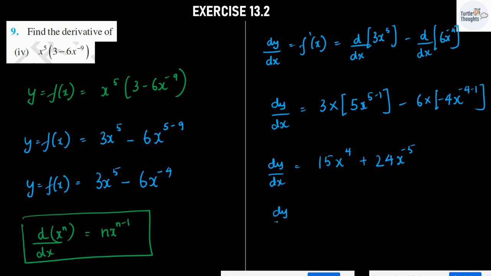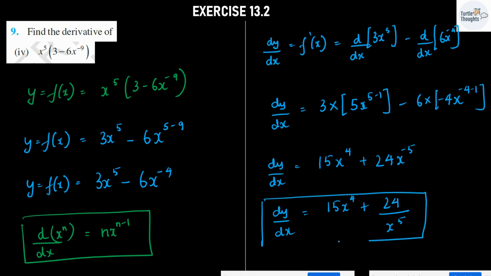I can simplify further. dy by dx can be written as 15x raised to the power 4 plus 24 divided by x raised to the power. This is going to be your final answer.